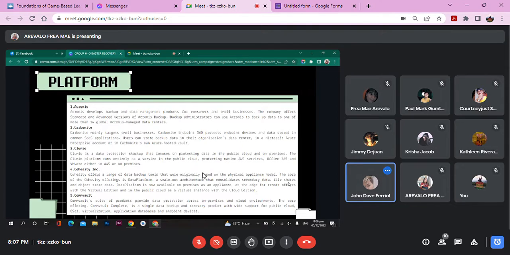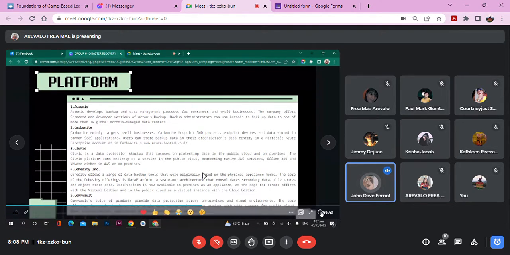Number 3, Clumio. Clumio is a data protection startup that focuses on protecting data in the public cloud and on premises. The Clumio platform runs entirely as a service in the public cloud, protecting native AWS services, Office 365, and VMware either in AWS or on premises.